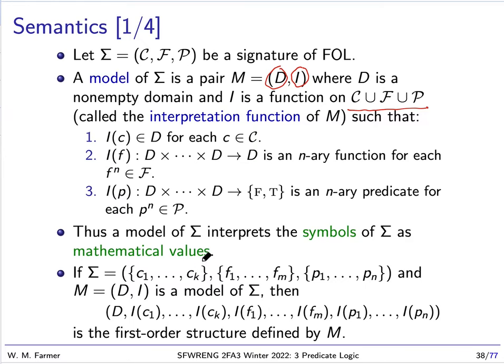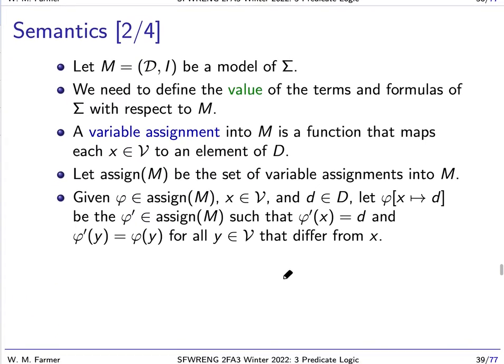Now, if our signature has this form, in other words, it's finite, then we can form this tuple, which is D, the interpretation of all our constant symbols, the interpretation of all our function symbols. And guess what? This will be a first-order structure. So a model is really a domain and an interpretation function, but the domain and interpretation function define a first-order structure.